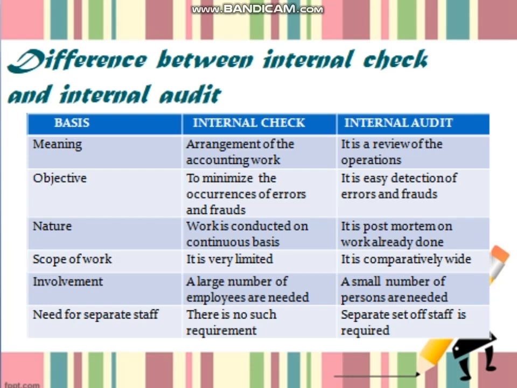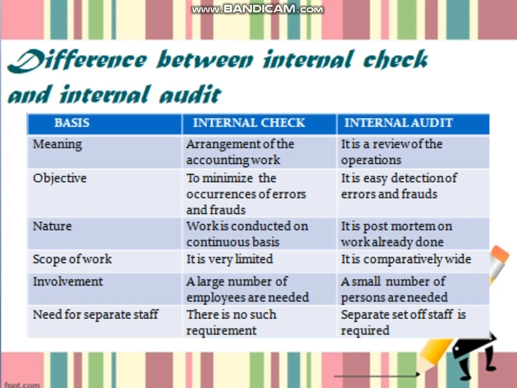On the basis of nature, internal check is work conducted on a continuous basis, while internal audit is a post-mortem on work already done. On the basis of scope of work, internal check is very limited and internal audit is comparatively wide. On the basis of involvement, in internal check, a large number of employees are needed for doing it. In case of internal audit, only a small number of persons are required.